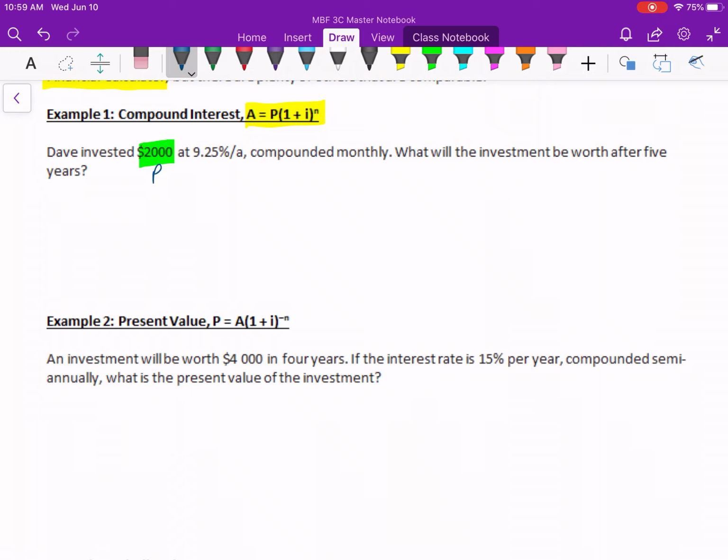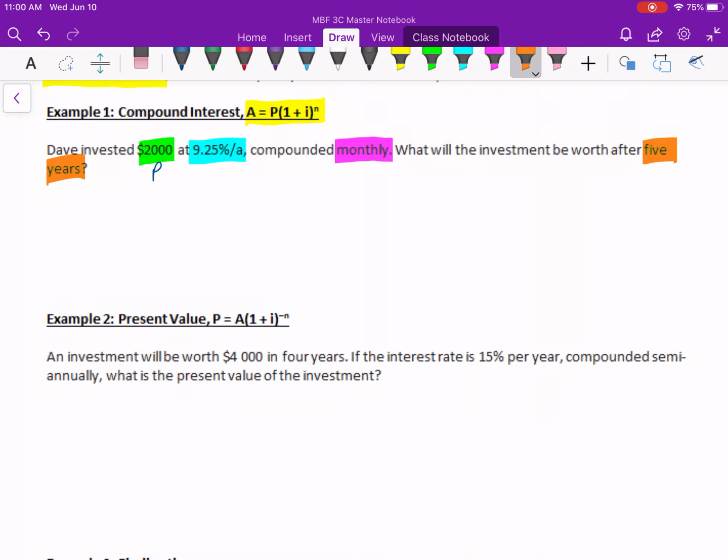We have to know that this is our annual interest rate. We do have to pay attention still to whether it's monthly or weekly or annually or semi-annually or quarterly. That word is still super important. And we do have to pay attention to time as well. 5 years. We need all that information to put into the calculator. All right. So I'm going to switch back to the calculator for a second.